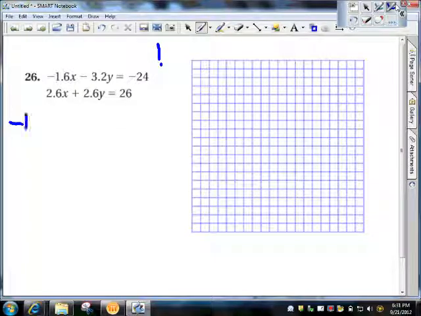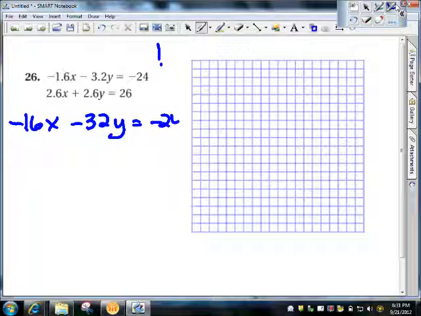I'm going to change 1.6x and 3.2y by multiplying every single thing there by 10. And then I'm going to solve negative 16x is equal to negative 240. I'm looking for my x-intercept. So therefore x must be 15.